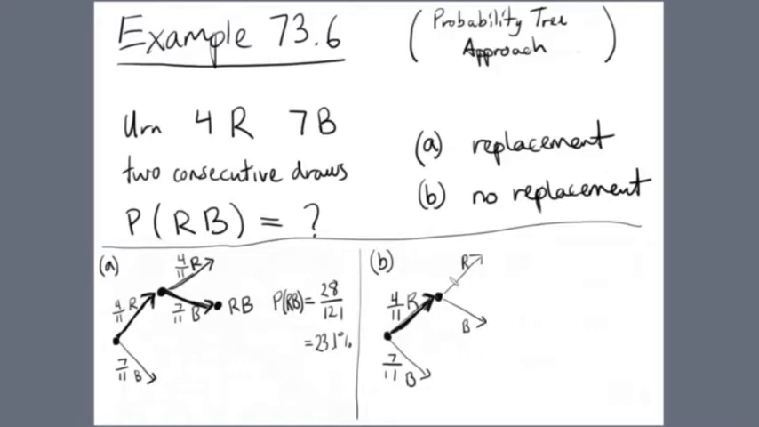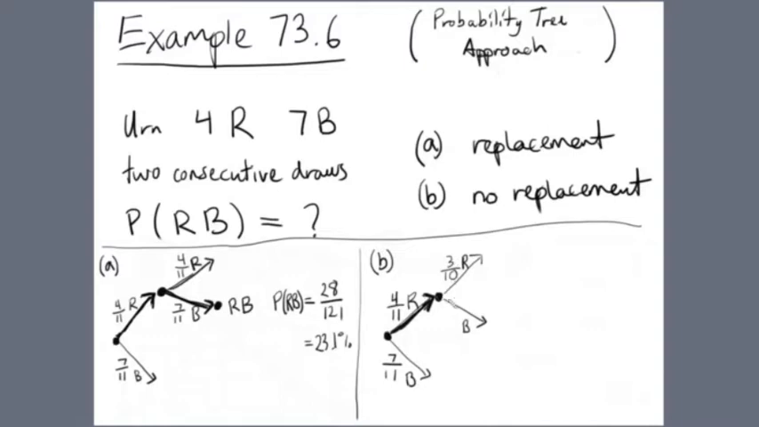So what's the chance we draw a red? Well, it's no longer 4 over 11. It's going to be, well, there's only 3 red marbles left, and there's only 10 marbles in total, because one of them is taken out already.